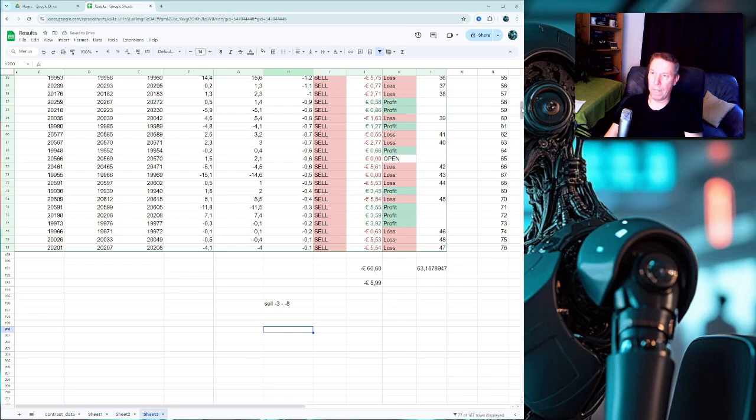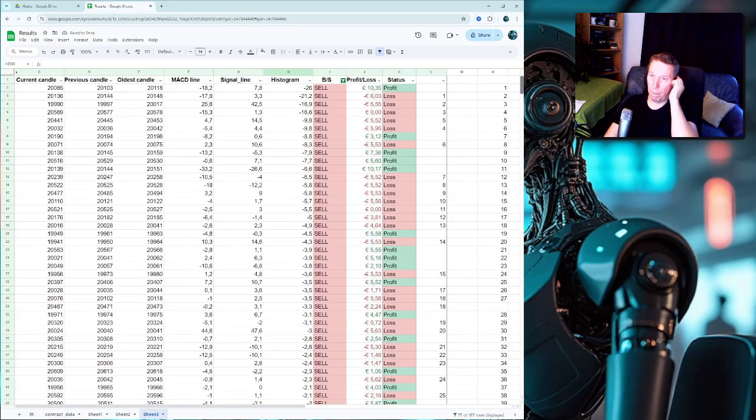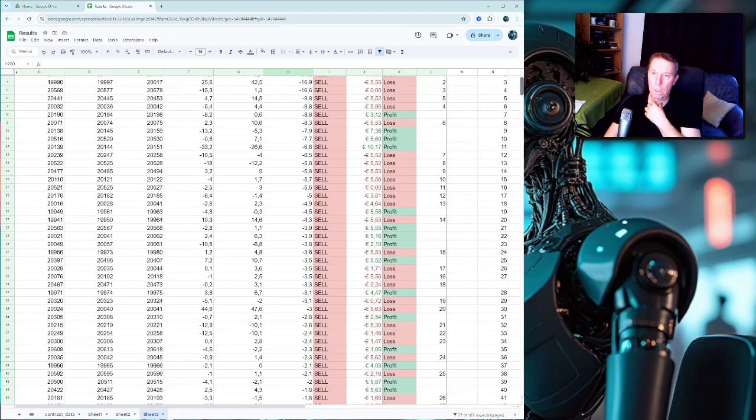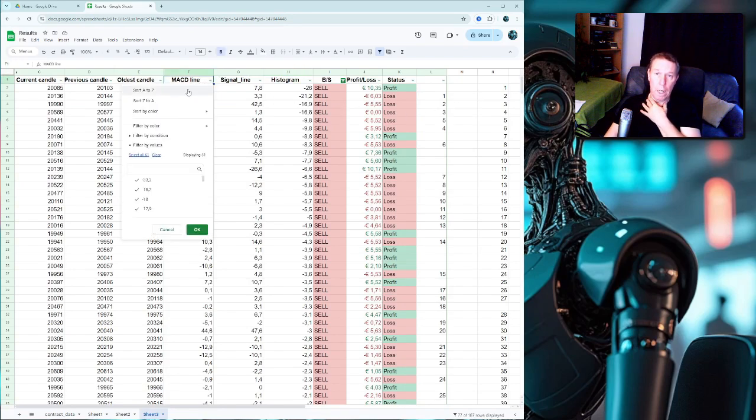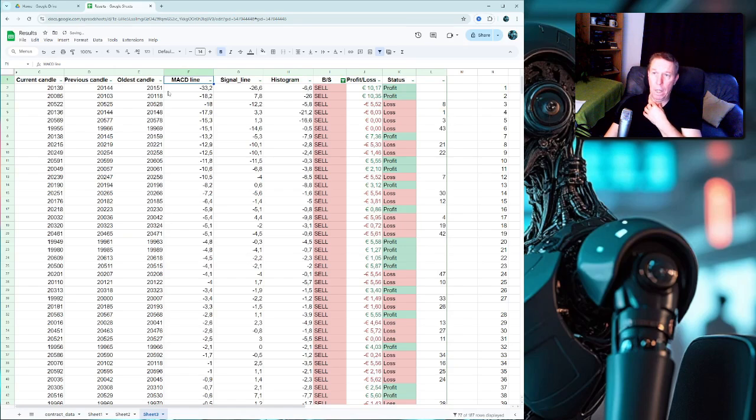Do we have something else? Because this is a very small window to open a trade in. Let's take a look at the MACD line. Let's order at the MACD line.